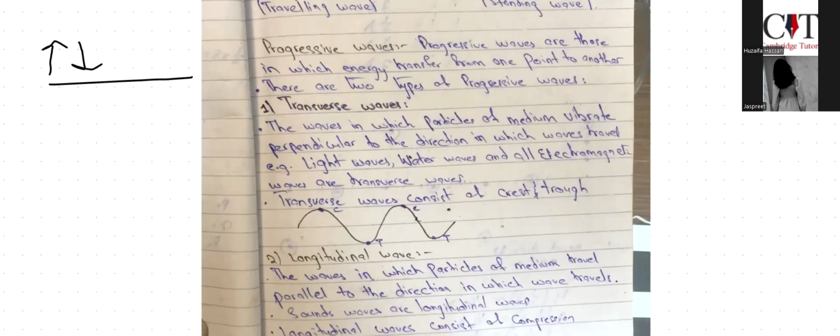So tell me the direction of your hand and the direction of energy travel. Are they perpendicular? Yeah. So if the direction of the source and the direction of the energy transfer are perpendicular, we say it is a transverse wave. The definition is the wave in which particles of the medium vibrate perpendicular to the direction in which the wave travels. So it is called a transverse wave.